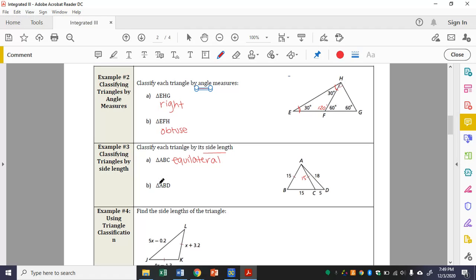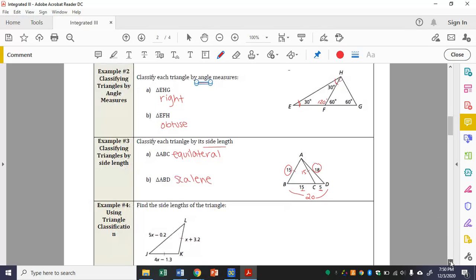If I want to look at the triangle ABD, this length AB is 15, this length AD is 18, and if I want to talk about this entire length, BD, I'm just going to add the 15 and 5. So BD is going to have a length of 20. Because these 3 lengths are all different, this is going to be a scalene triangle.